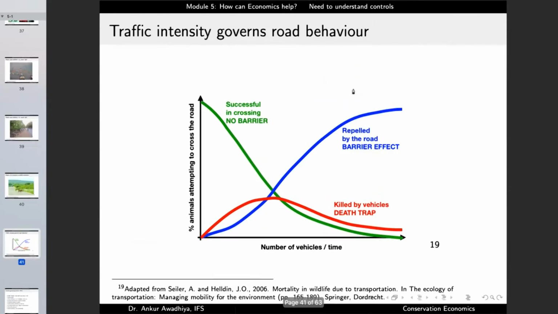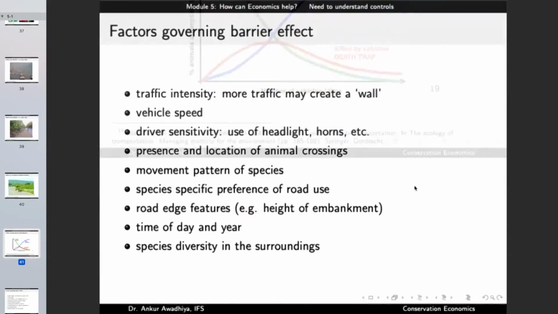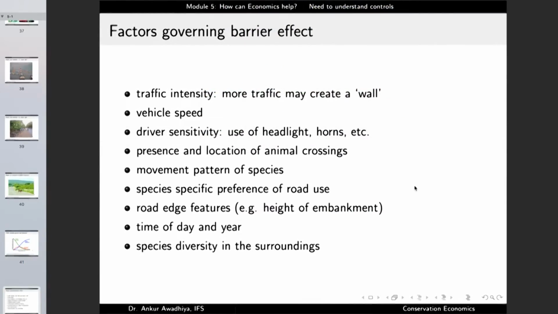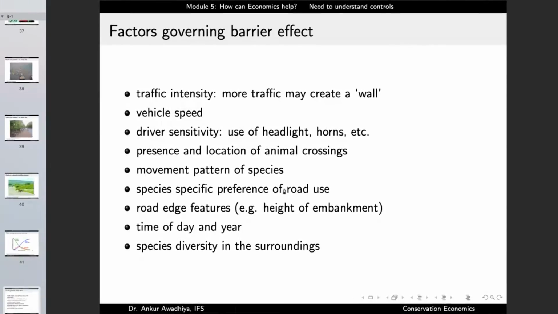And when we look at this barrier effect, it also depends on a number of other factors such as traffic intensity. If there is more traffic intensity, there will be a wall of vehicles, the speed of vehicles, the sensitivity of the drivers, whether they are using headlights or horns and so on, the presence and location of animal crossings. So if there is a road with very heavy traffic, but then there is also a bridge and the animal can cross under the bridge. So in that case, it is not very big of a barrier.